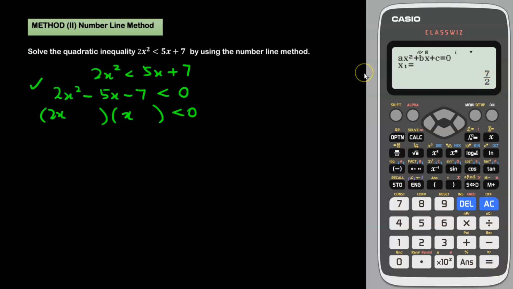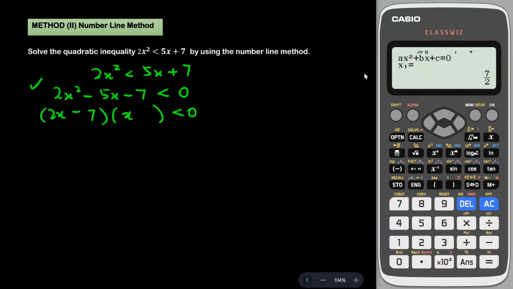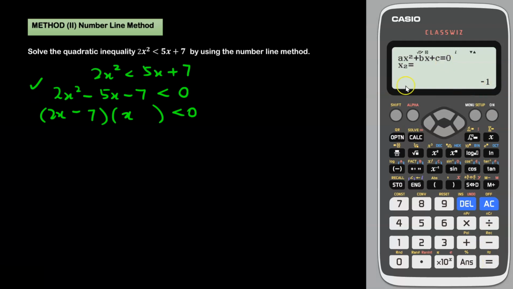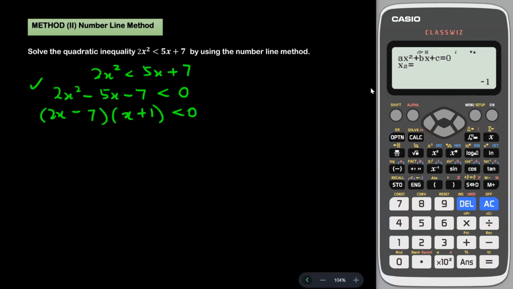So which means that our first bracket is negative 7. Because if it's positive in the calculator, then when we put it inside the bracket, it becomes negative. Then the second one will be negative 1. So here will be plus 1.